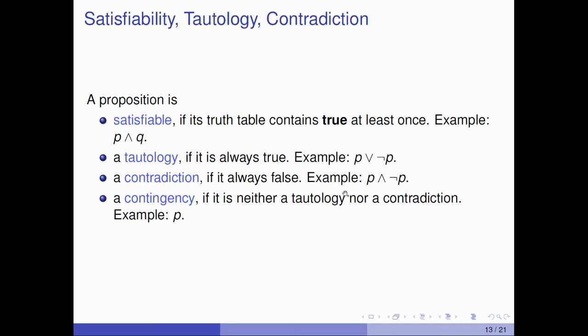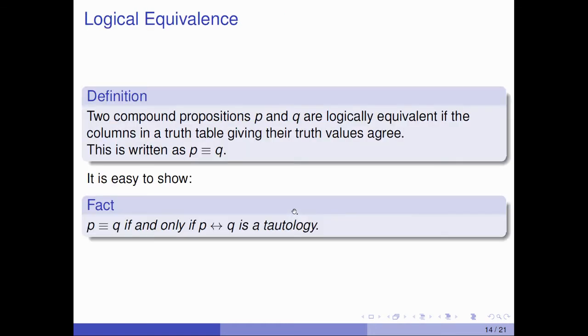A contradiction is always false. Now here you have the conjunction of P and not P. Of course, they could not be the same, so the case wherein both are true is not possible. So you will always get a false conjunction here. So that's a contradiction. A contingency is neither a tautology nor a contradiction.